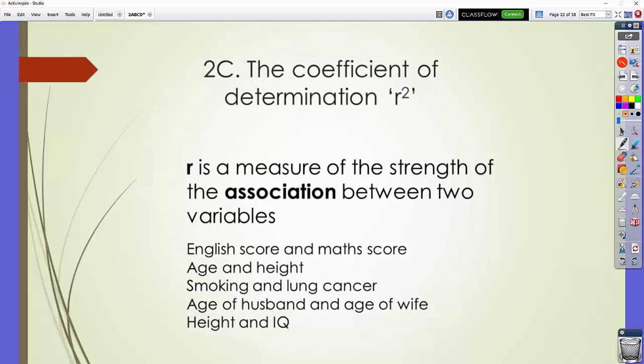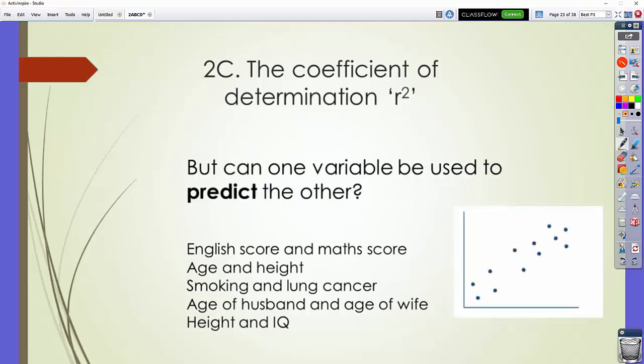Age of husband, age of wife, I think we decided there probably wasn't. I can't remember now. What about height and IQ? We haven't looked at that before. Is your height anything to do with your IQ? That's association, right? If there's a pattern, there's an association. But when we're looking at prediction, can one of those variables be used to predict the other, which they can on that diagram there? If you give me a bigger score for your X value, you might be able to give me a prediction for the bigger score of the Y value. So can one variable be used to predict another?